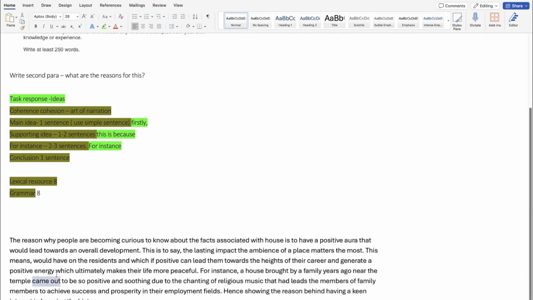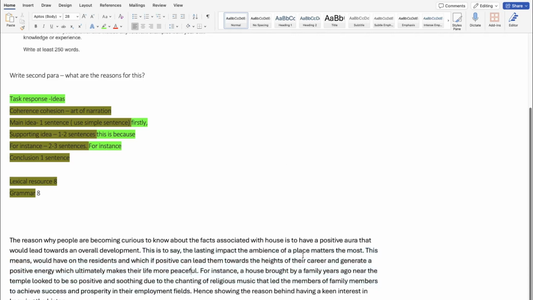It doesn't come out. "Looked to be so positive and soothing to the chanting of religious music that had leads." No grammatical issues here: that had led, not leads, or that led. But here you have not given why they do it, right?